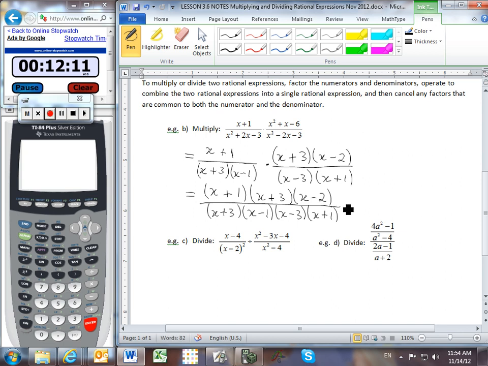And now let's cancel any common factors. I can see I've got an x plus 1 in the top and the bottom. I've got an x plus 3 in the top and the bottom. And there's nothing else that cancels, so it leaves us then with (x minus 2) over the product of (x minus 1) and (x minus 3).